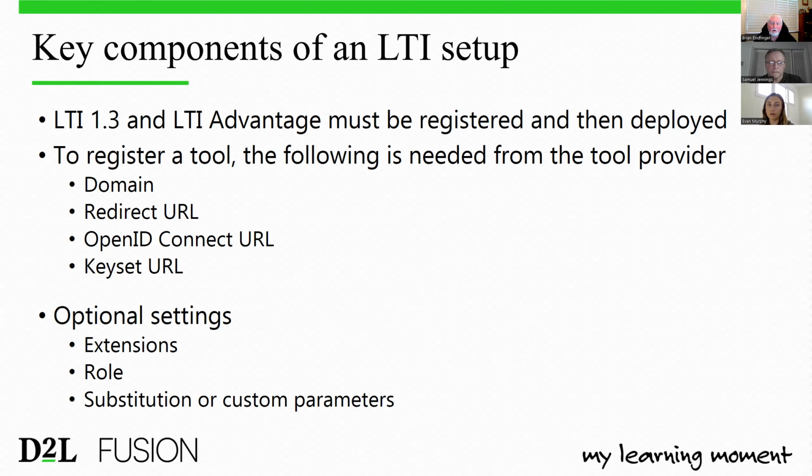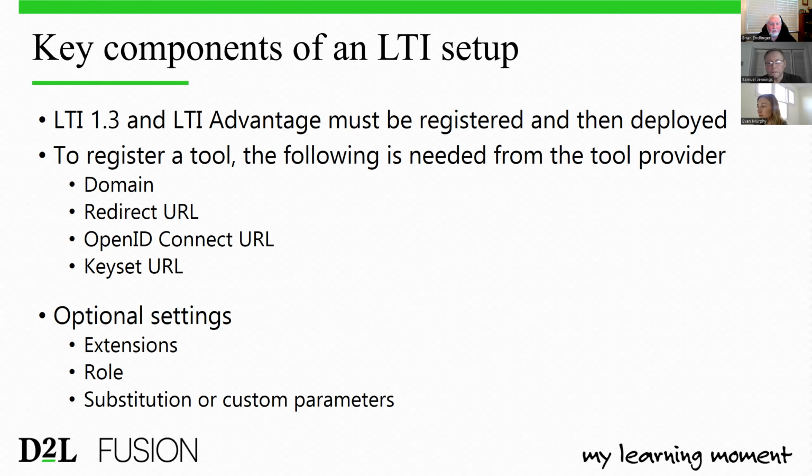The key set URL is the URL that initiates the JSON web token signature and verification process. All of that is in place to make sure that the data is secure and that there's a seamless integration between the external tool and the LMS. Optional settings: you can also have the extensions for the role provisioning, the grade services, and the deep linking.